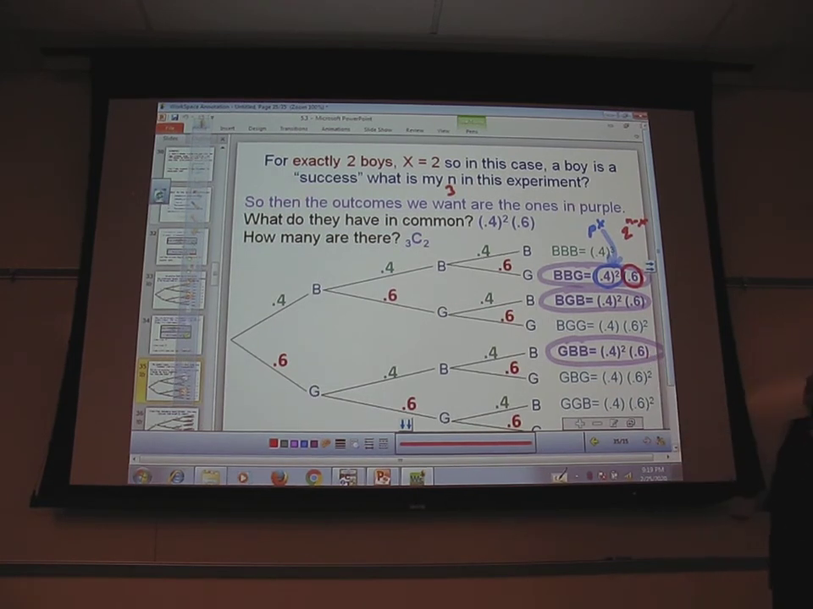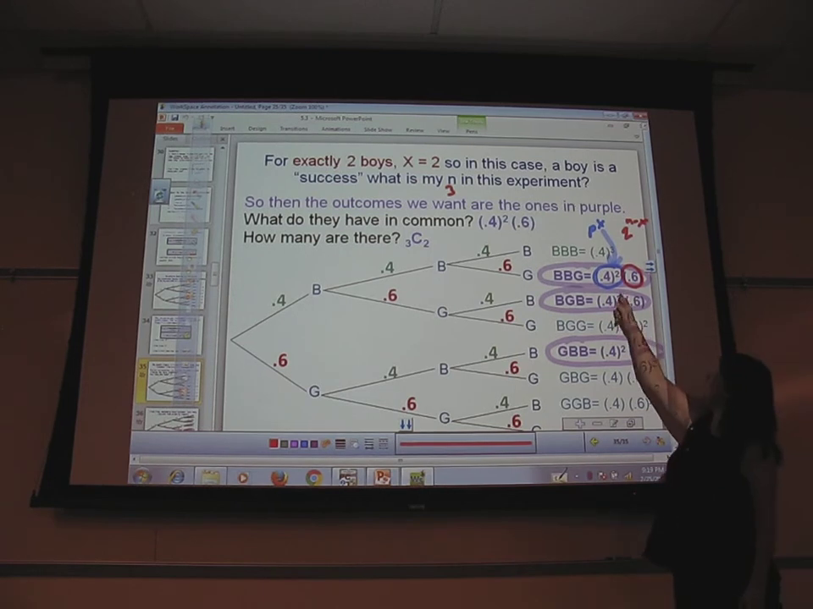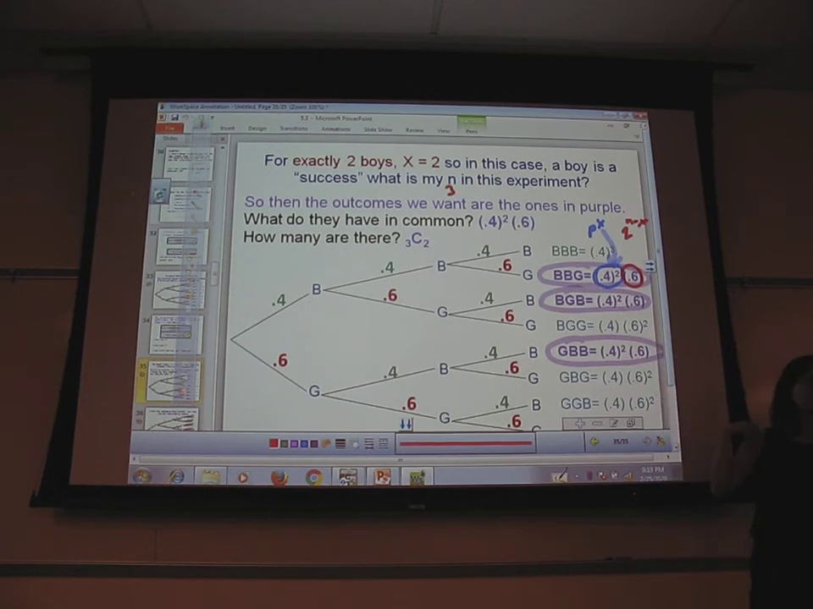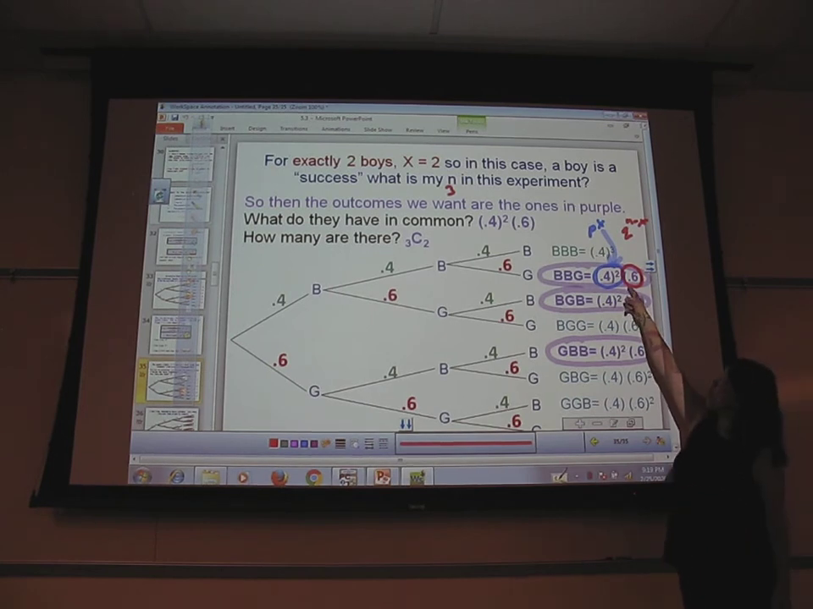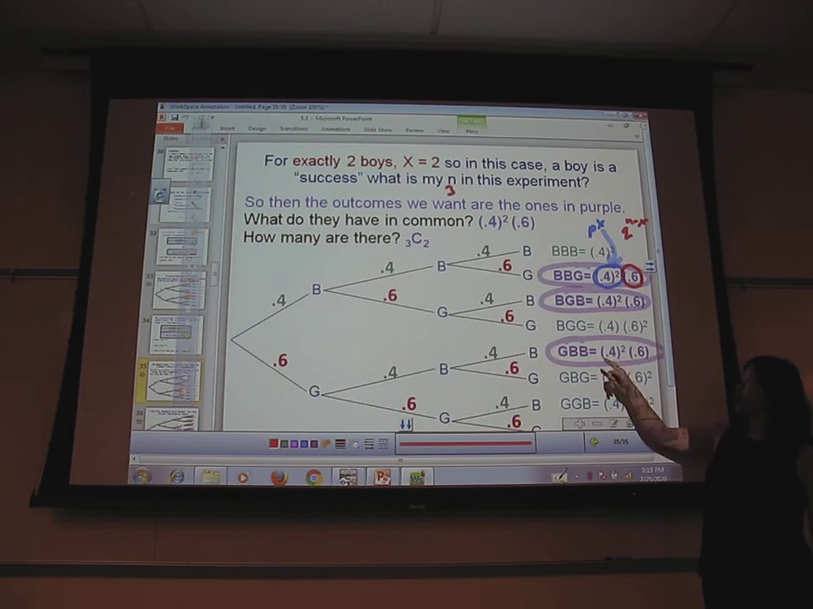So how would I find the probability of having exactly 2 boys? I'd find these and add them up, right? Because I can either have boy, boy, girl, or boy, girl, boy, or girl, boy, boy. So this one, or this one, or this one, we add those. But instead of adding them, since they're all exactly the same, I just multiply by 3 because there's 3 of them. Does everyone see what I'm saying?